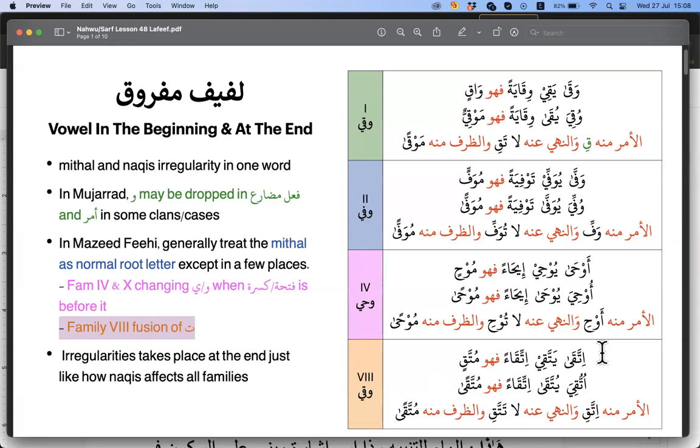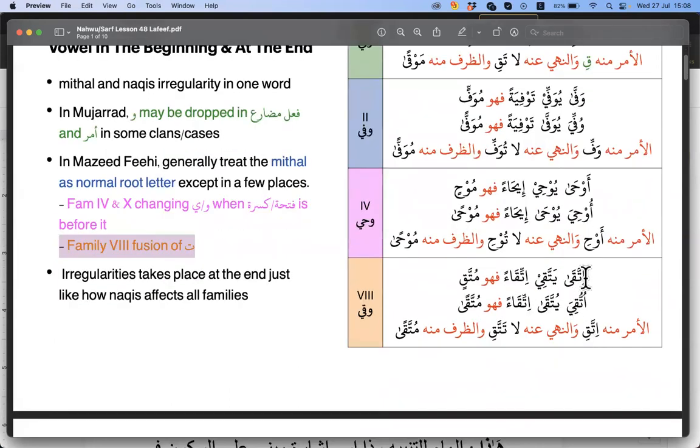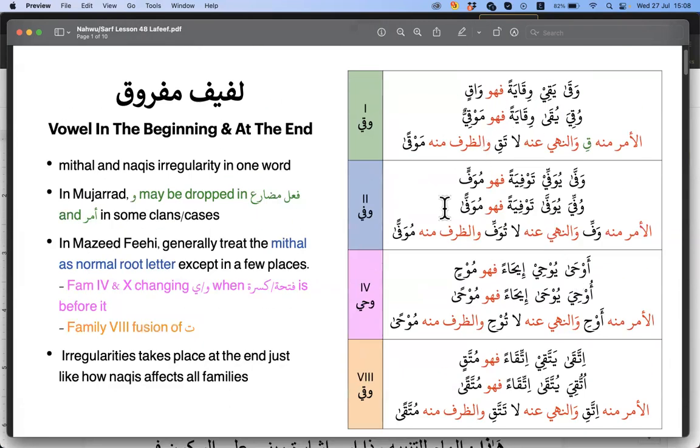It gets fused with the ta, right? You see ta shadda, we know it can be a ta, it can be a hamza, it can be a waw or a ya, right? So that's the misal part. The nakis part, yes, it will affect all families from 1 to 10, and it will affect all the same way, inshallah. Okay?